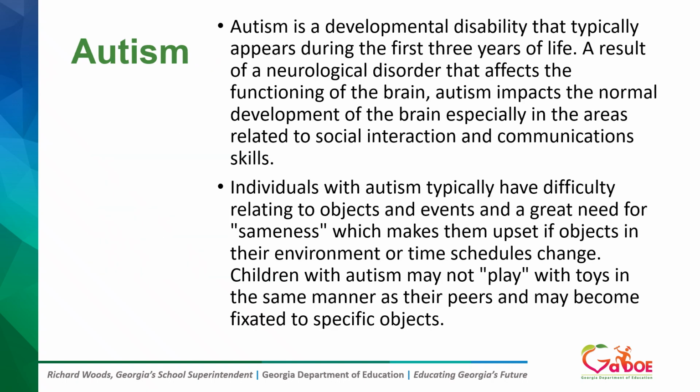Autism. Autism is a developmental disability that typically appears during the first 3 years of life, a result of neurological disorder that affects functioning of the brain. Autism impacts the normal development of the brain, especially in the areas related to social interaction and communication skills. Individuals with autism typically have difficulty relating to objects and events and a great need for sameness, which makes them upset if objects in their environment or time schedules change. Children with autism may not play with toys in the same manner as their peers and may become fixated on specific objects.